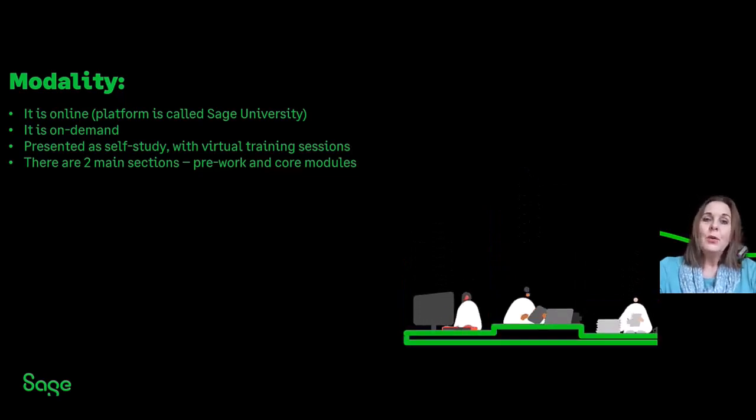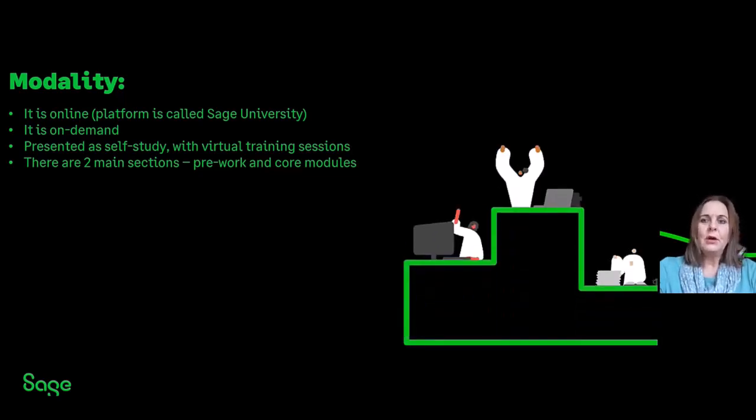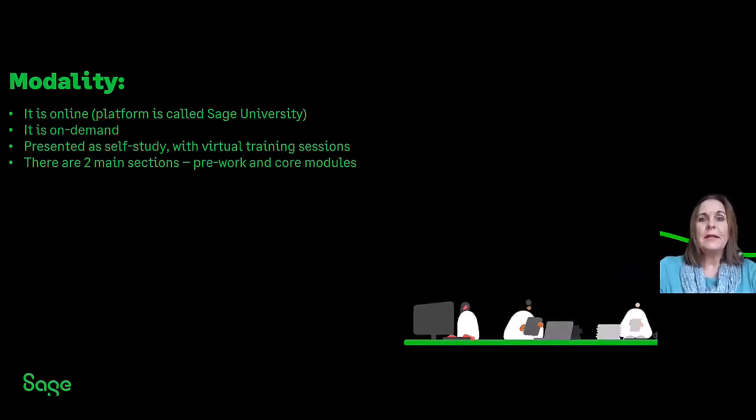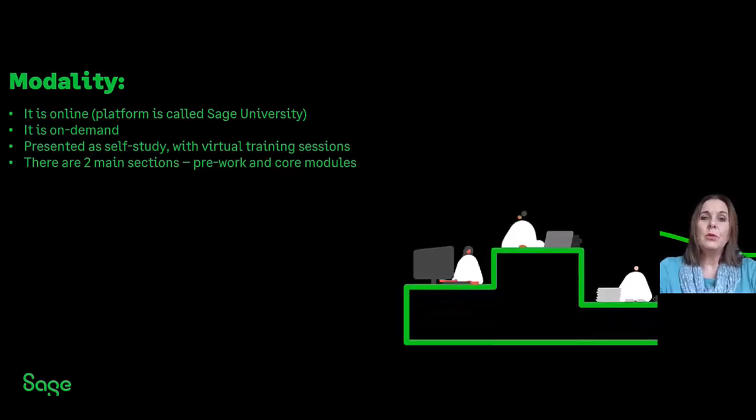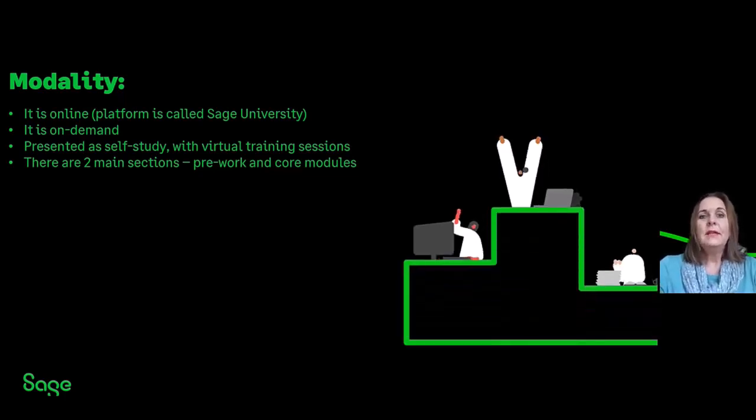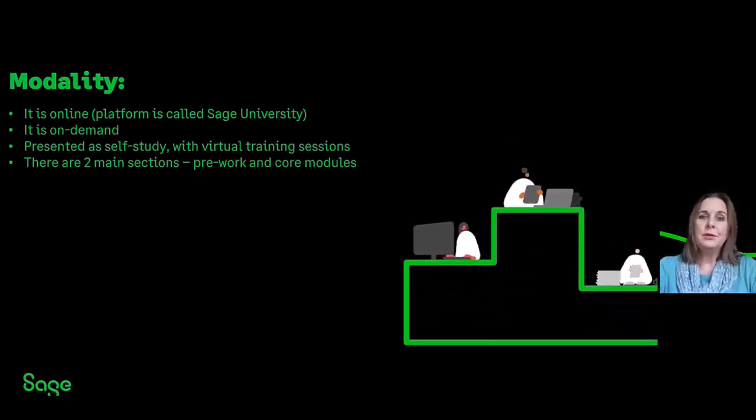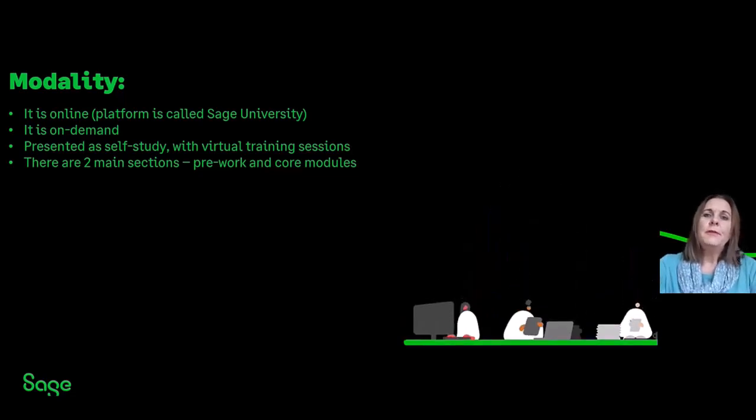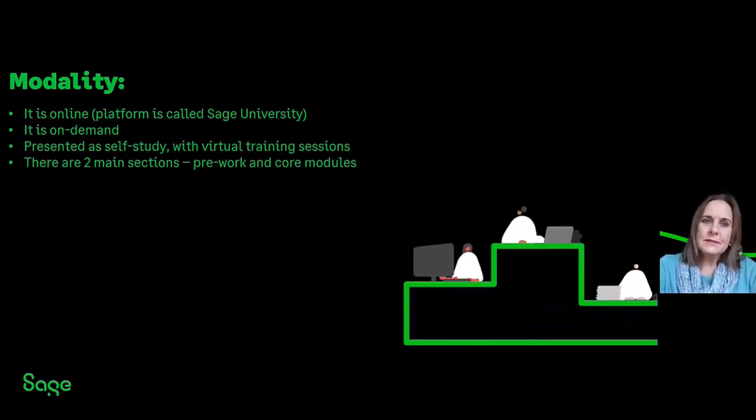We share all the training material on our LMS, which is Cornerstone. The front end of Cornerstone is what we call SAGE University. In short, we call it SAGE U, and you will get very familiar with SAGE University.